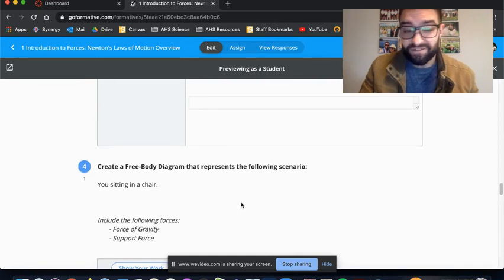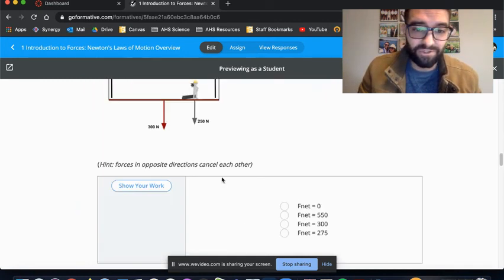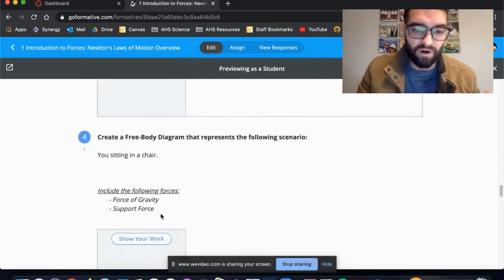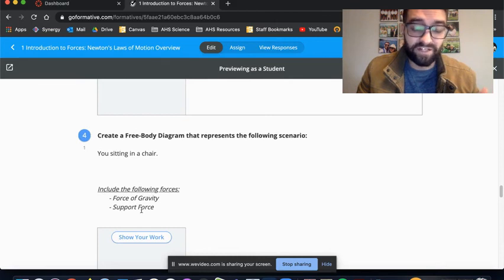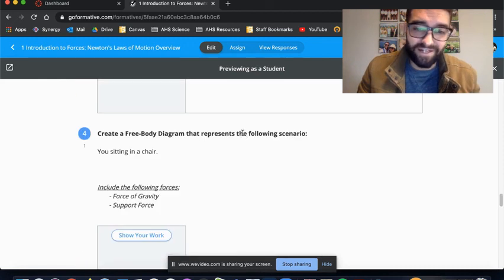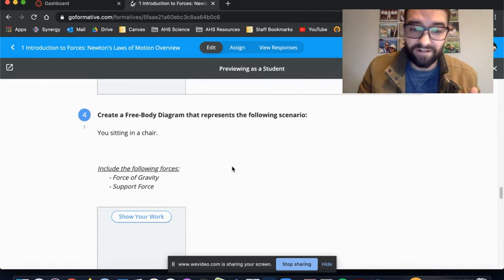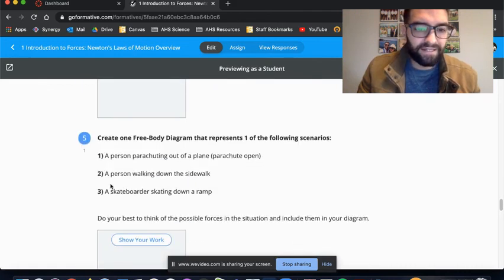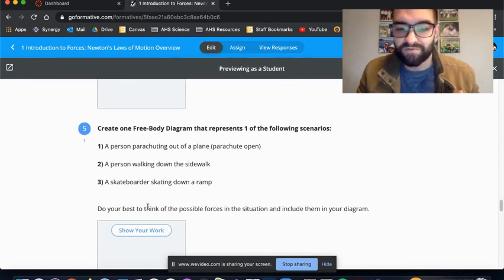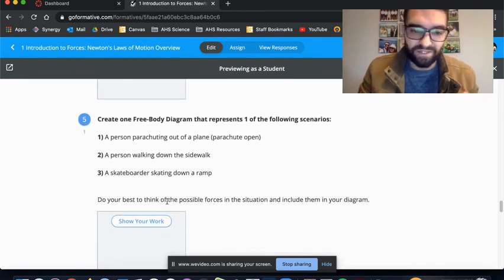Then I'm going to ask you to try and create a free body diagram. You've seen now two examples of a free body diagram. Can you draw one, including the force of gravity and the support force of you sitting in a chair? You don't need to try to calculate newtons or anything like that. Just focus on the arrows. Then I want you to create another one, and I'll give you three scenarios to choose from: a person parachuting out of a plane, a person walking down the sidewalk, or a skateboarder skating down a ramp. I want to see what you come up with. Can you think of all the possible forces in this situation and include them in your diagram?